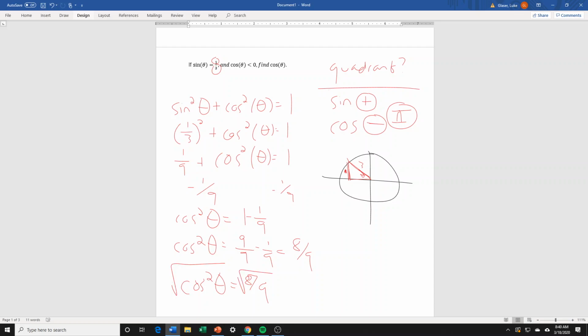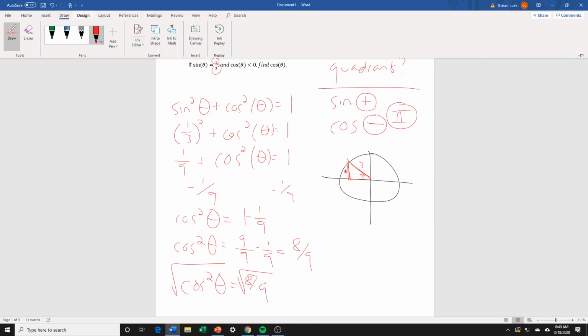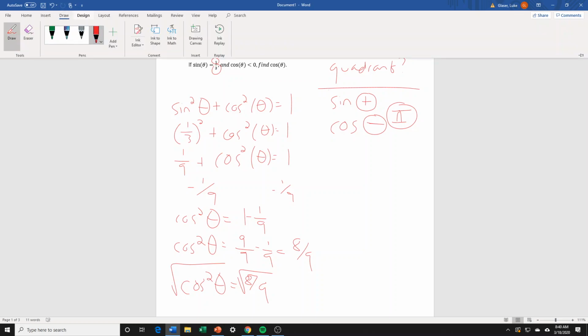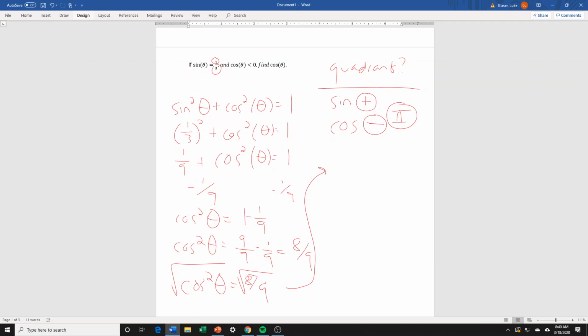I'm going to erase this stuff over here so I have a little bit more room. So that's going to give me cosine of theta equals, and when we take the square root of a fraction, we can take the square root of the top and the square root of the bottom. So cosine of theta is going to equal, 8 simplifies to, if we break the radicals out of jail, remember how to do that. Radical 8 simplifies to 2√2, radical 9 simplifies to 3. So we have our answer.